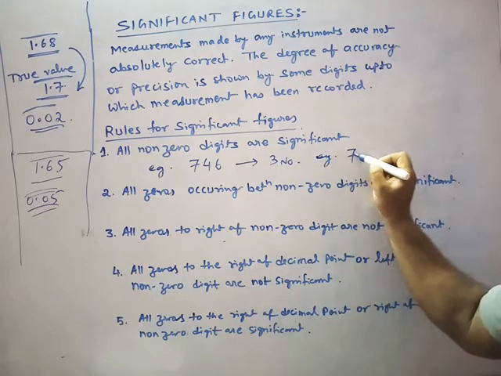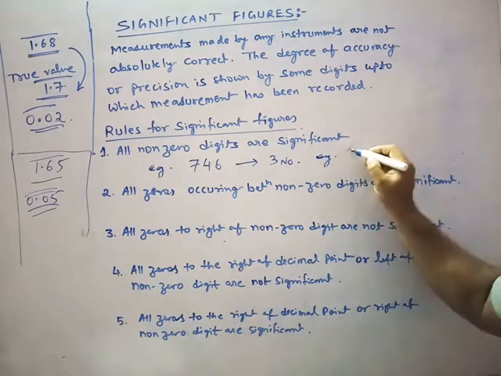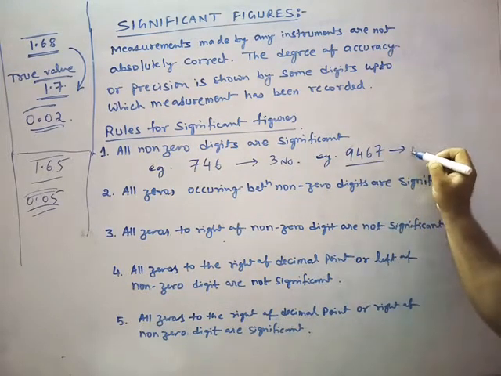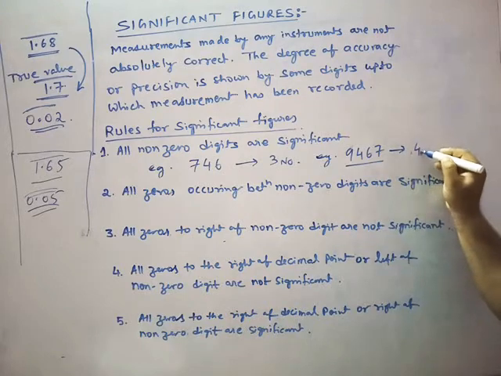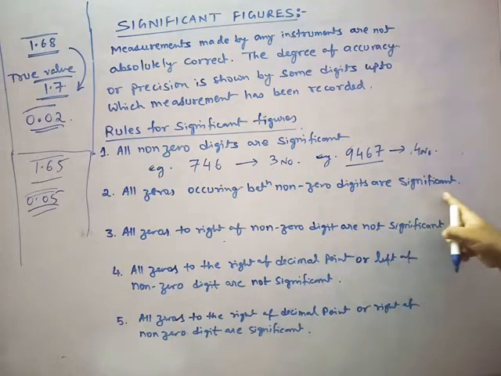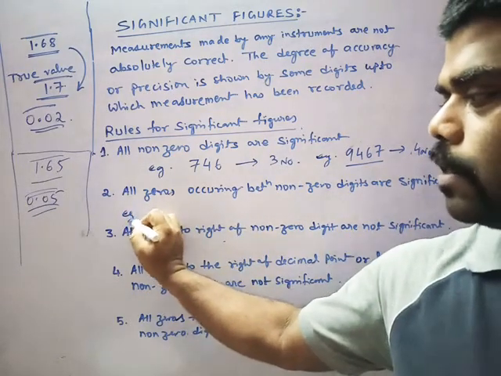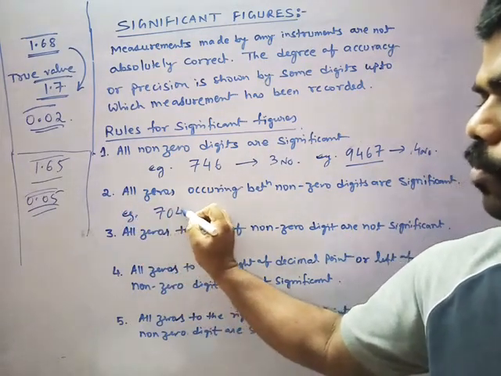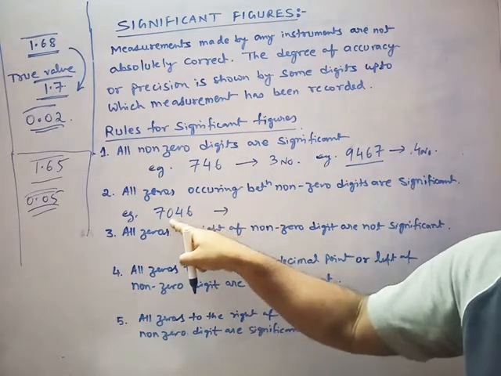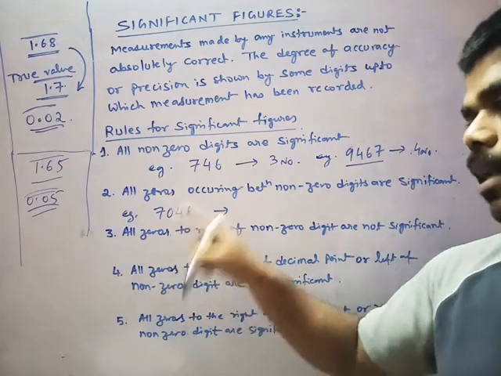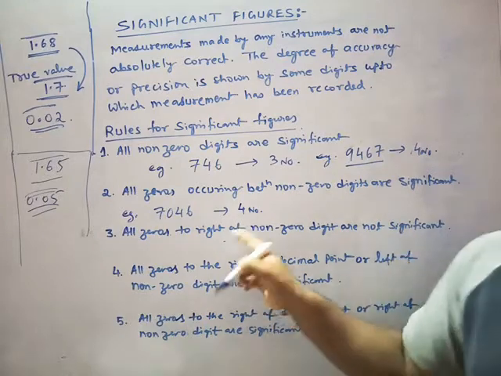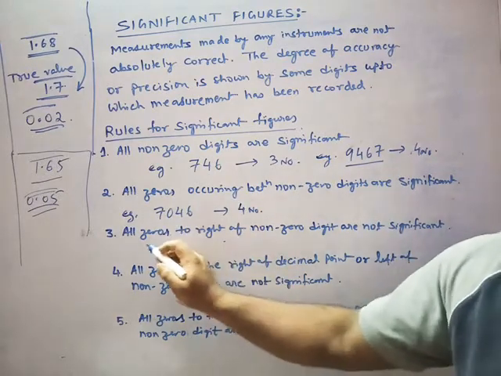You can take more example. Suppose 9, 4, 6, 7. How many are there? 4. So your significant number is 4 number. Clear? All zeros occurring between non-zero digits are significant. Example, let me take example. Suppose 7046. So in the 704, 0 is in between, then it will be counted as a number. So you will say how many? 4 number. Is it right? Okay. I think it's very simple.